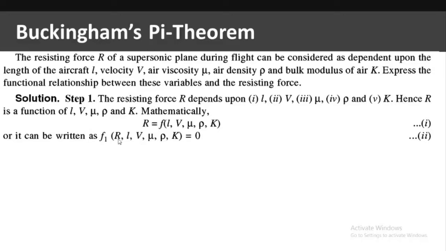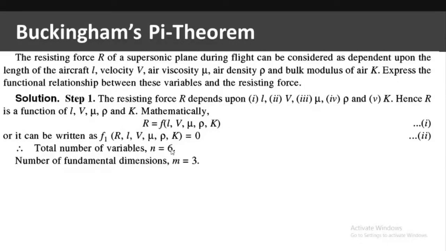Now how many properties are here? 1, 2, 3, 4, 5, 6. So what is the value of n? Total number of variables is 6. Okay, the number of fundamental dimensions. Fundamental dimensions कितने होते हैं? Mass, length and time, M, L and T. That m is always 3.